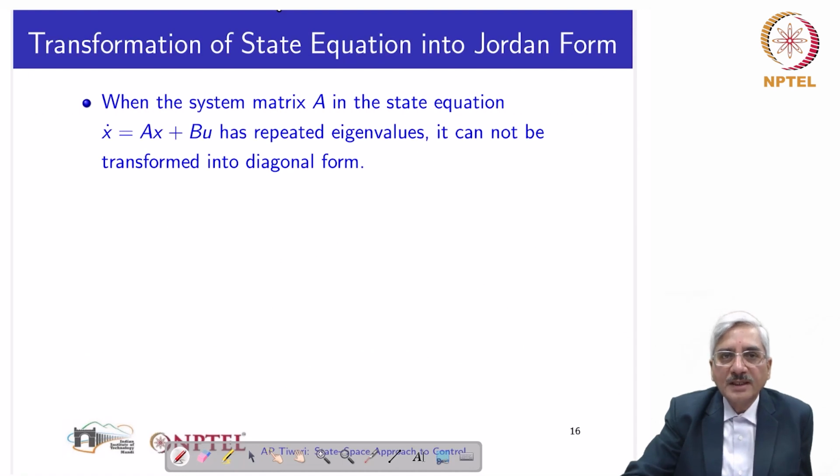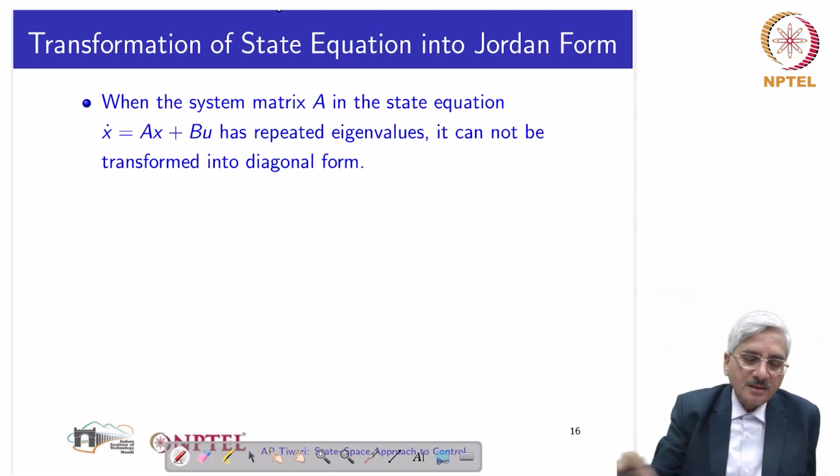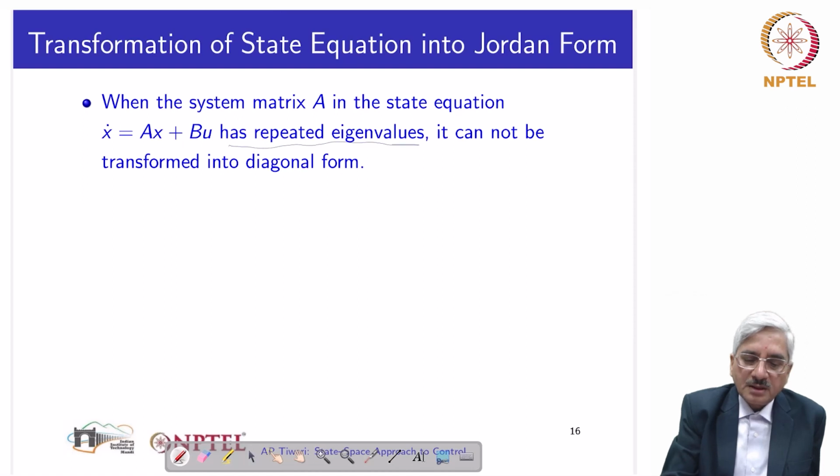Now we consider the next canonical form, which is the Jordan canonical form, and this is obtained when the system matrix A has repeated eigenvalues.